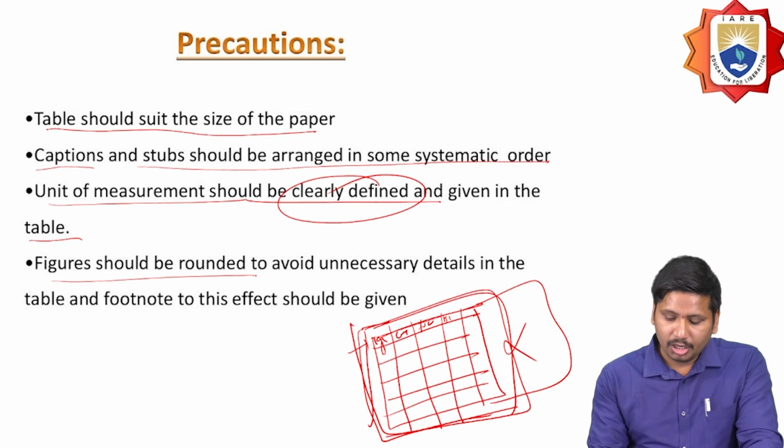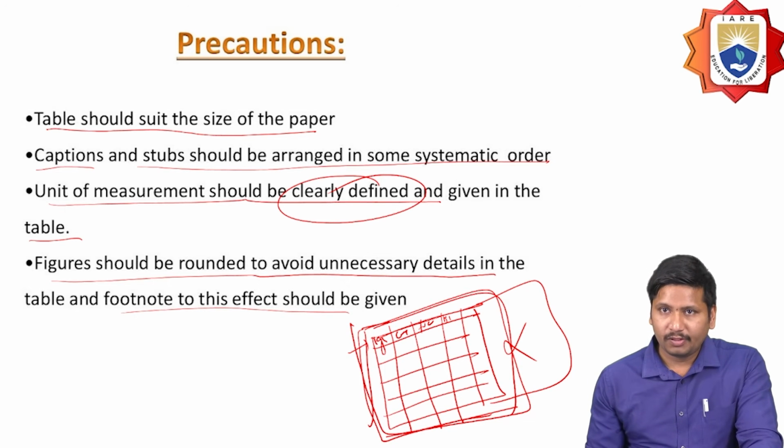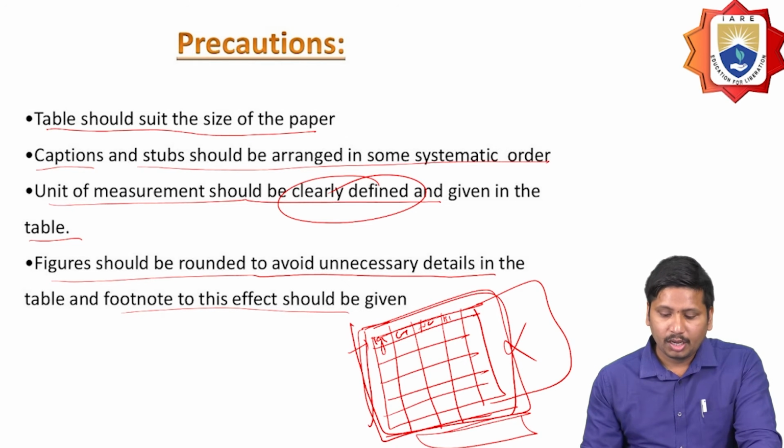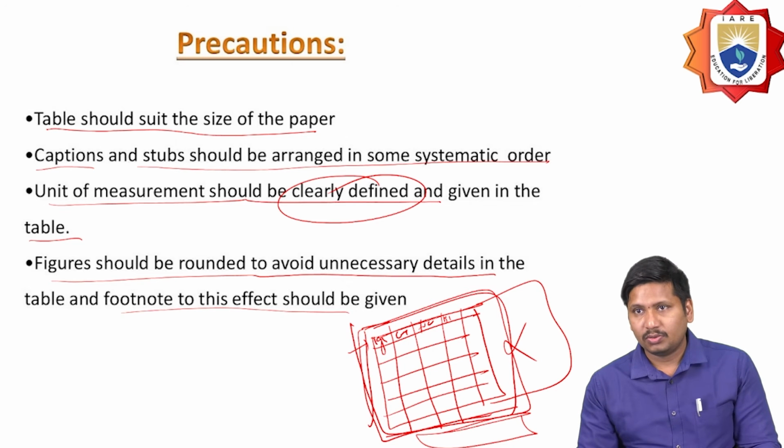And the figures should be rounded to avoid unnecessary details in the table, and a footnote to this effect should be given. So whatever figures are there should be rounded off so that we can avoid unnecessary details in the table, and everything should be represented at the foot of that table, showing where that is coming from. So these are some of the precautions you have to follow. The table should suit the size of the paper, the captions and so on should be arranged in systematic order, the units of measurement should be defined very clearly, and the figures should be rounded to avoid unnecessary details in the table.